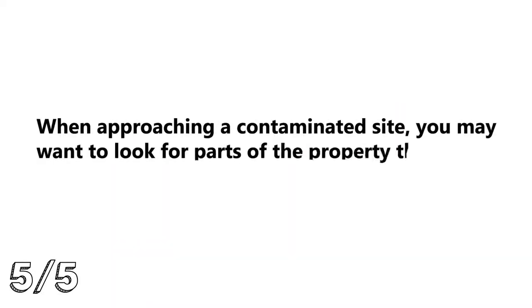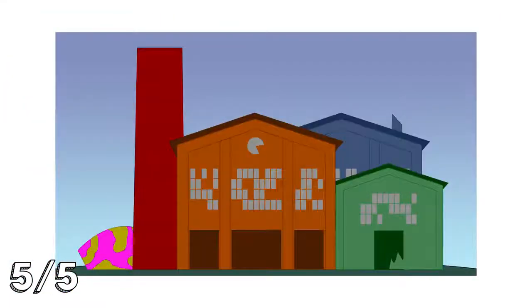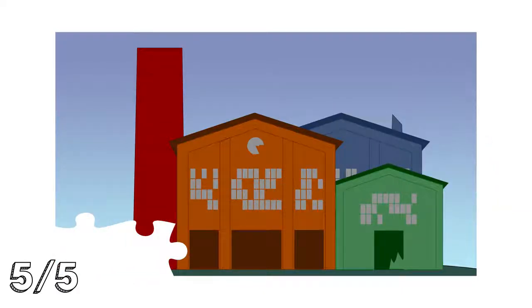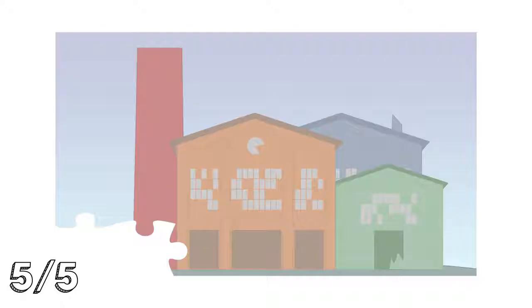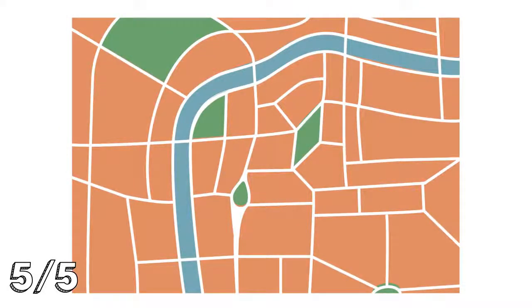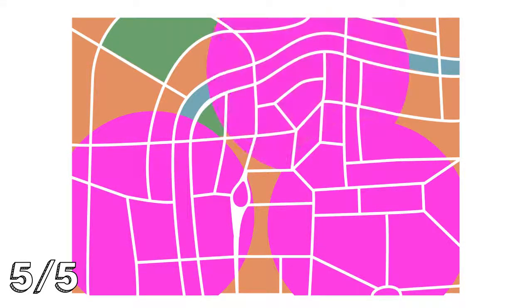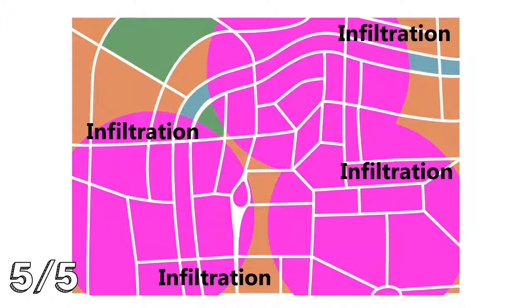When approaching a contaminated site, you may want to look for parts of the property that are not impacted by contamination. Often, the entire brownfield property is not impacted or problematic material can be relocated to create an area that is not impacted by contamination. In planning to implement stormwater management at a brownfield site, the volume, location, and the thickness of contaminated areas should be reviewed. If an area of the site is not impacted or can be remediated to remove the contaminants, it may be appropriate to plan infiltration practices in those areas.